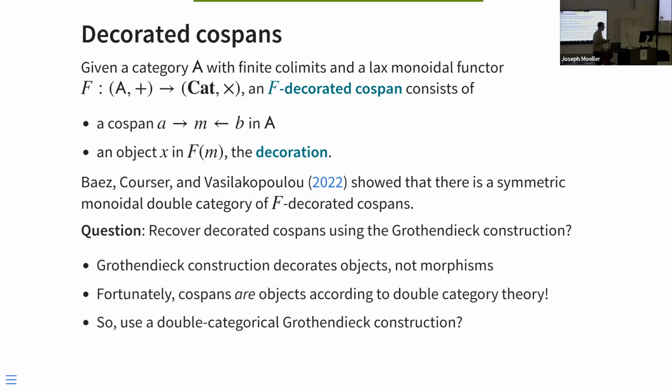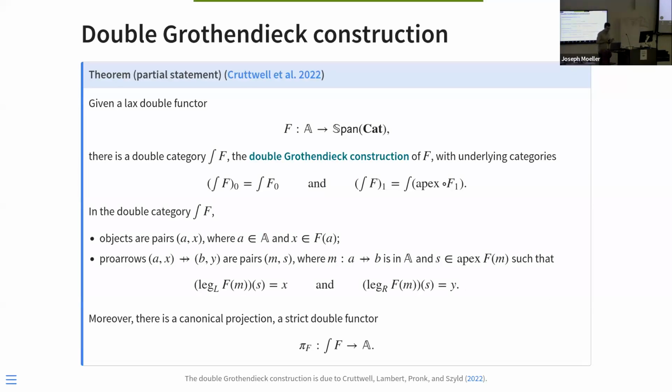And a really natural question to ask oneself in this situation, with a common intuition that goes along with the Grothendieck construction, is that it's a thing that sort of attaches decorations to objects. Could you use this to recover decorated cospans in some way? The Grothendieck construction is a thing that decorates objects, but fortunately, as I've been emphasizing, according to double category theory, the cospans are first and foremost objects, and so one could hope that this would work in a double categorical point of view, and it does. This uses a construction due to Cruttwell, Lambert, Pronk, and Szyld, which is the double categorical version of the Grothendieck construction. There's quite a bit going on in this thing, so this is probably the busiest slide. I'll just try to talk a bit through the idea of this without going into too much detail.